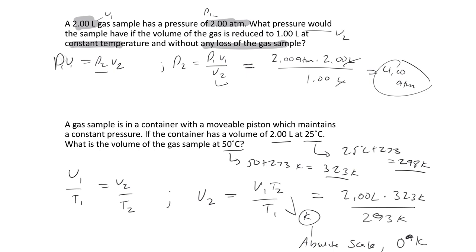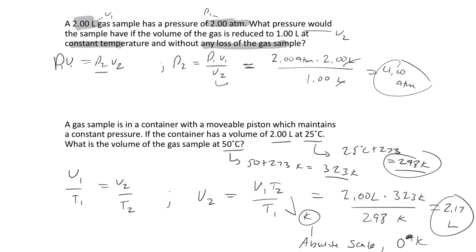I put the wrong number, it should be 298 too. I put the conversion factor here. I need to put 298, the initial temperature, not 273. So again, it'd be 2 times 323 divided by 298. That gives me 2.17 liters. So the volume goes up a little, but it doesn't double.